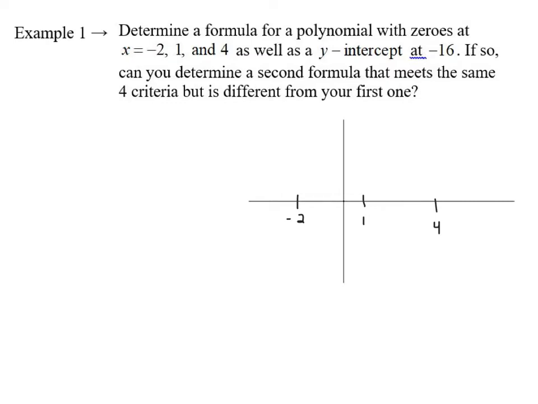Perhaps you came up with something like this. These 3 factors seem to work pretty well, right? We have our 0 at 4 with x minus 4, at 1 with x minus 1, and then, of course, this factor is x minus negative 2 to give you the 0 at negative 2. There is only one problem here, in that we do have one more stipulation that we need to have a y-intercept at negative 16.